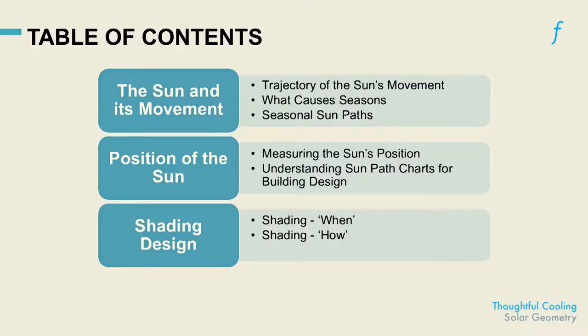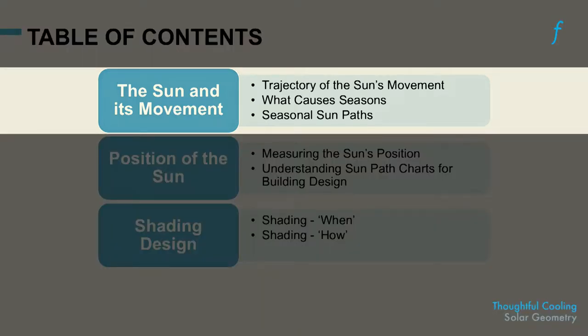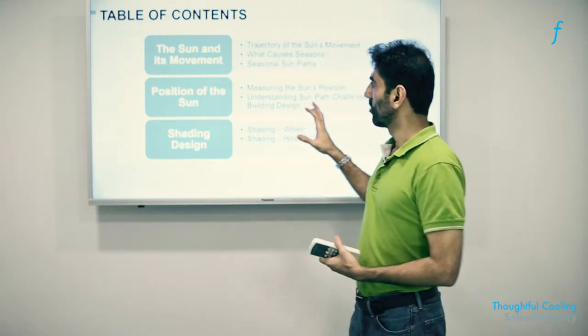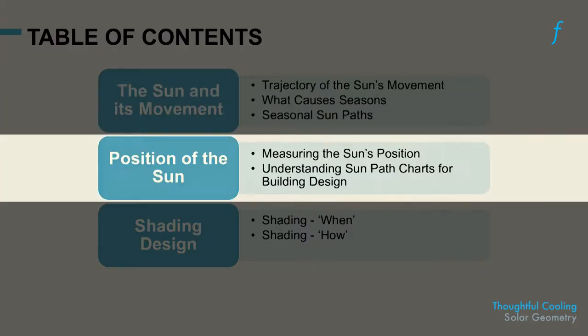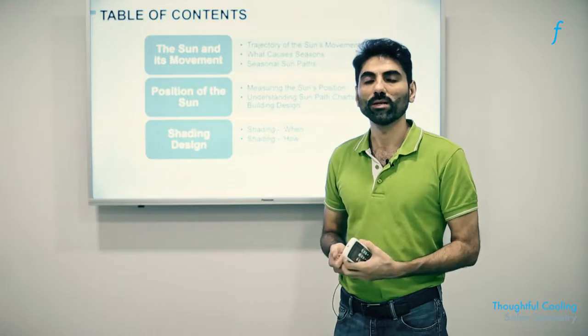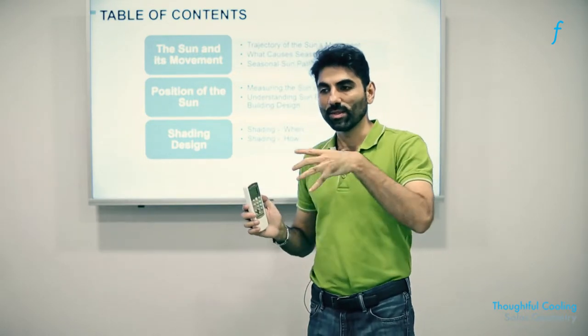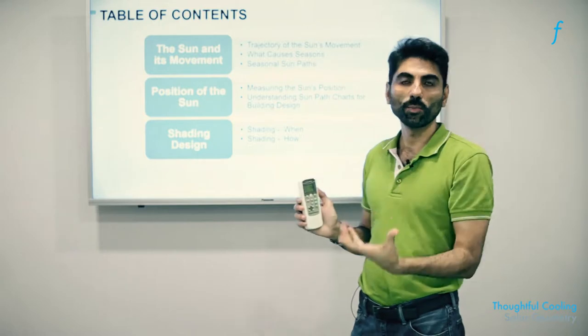In this training session, we'll first look at how the sun moves around in the sky and how it changes based on time of the year, as well as the specific latitude that place is in. We will then understand how we can mark the position of the sun in the sky for any time of the year and develop an instinctive feel for that specific location in the sky, because this location will affect the design of the various facades of a building.